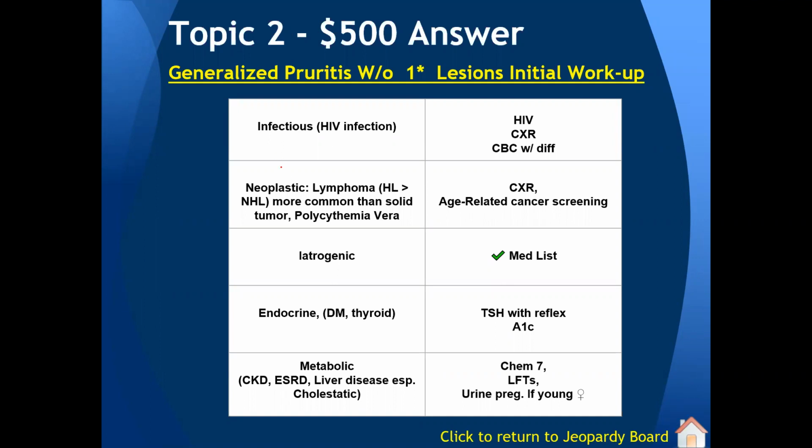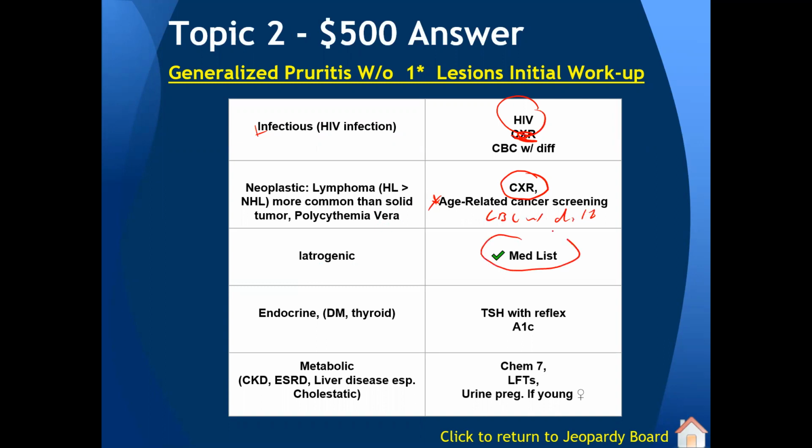So think of your infectious causes. Everyone needs to get an HIV. And actually more for the neoplastic causes, but everyone needs a chest x-ray. The reason why is lymphoma can cause generalized itching in the absence of skin lesions, and Hodgkin's lymphoma you may catch on a chest x-ray. So everyone with generalized pruritus without skin lesions needs a chest x-ray. Everyone should obviously get age-related cancer screening for any of the other neoplastic causes like the solid cancers, and a CBC with diff as well for leukemia.